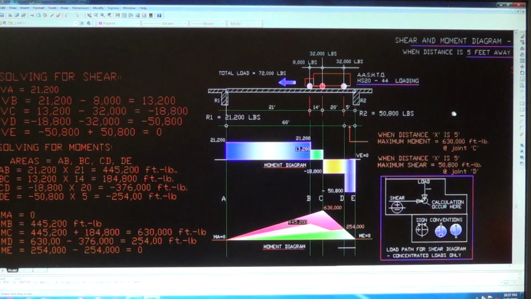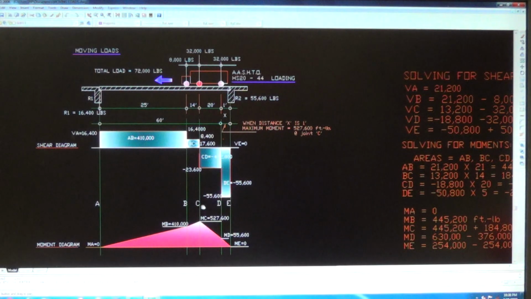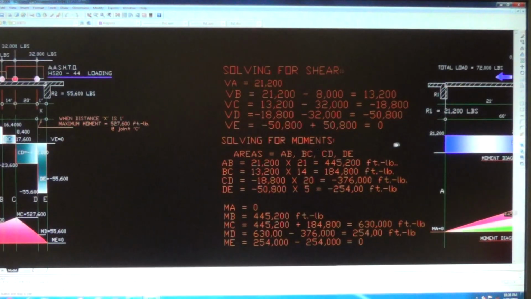I'm gonna continue until I get the smallest maximum moment. Right here at 5, you get 630,000 maximum moment. How about 1? Okay, smaller moment. When the distance of the wheel is 1 foot away, the maximum moment is only 527,000. As for the maximum moment when moving loads, at the center of the span you're gonna get the highest maximum moment. So we have to compare the moments while this load is moving along the span of the bridge. That's why we solve it one by one, step by step.